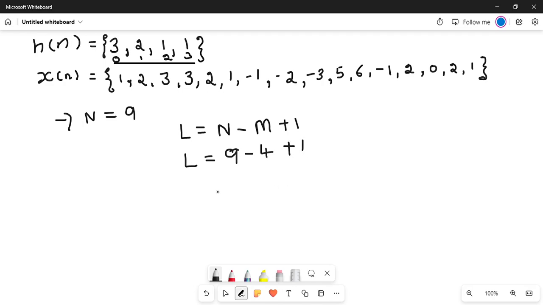What is 9 minus 4? Okay, 5. 5 plus 1 is how much? 6. 9 minus 4 is 5 and 5 plus 1 is 6. Here L is equal to 6. So what is this L? I did not tell you about this L, right? So L is nothing but your division, right? In how much length you are going to divide your x of n by.